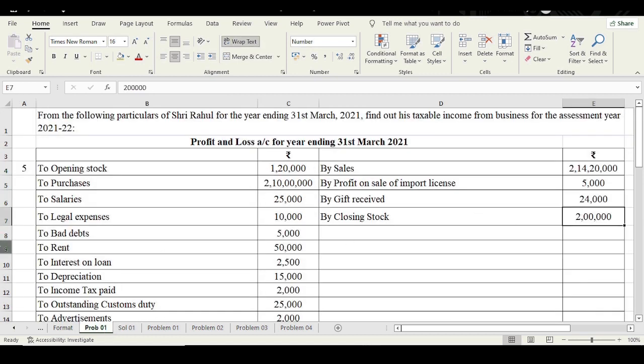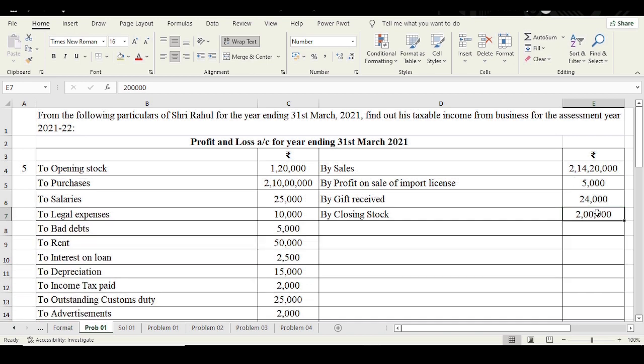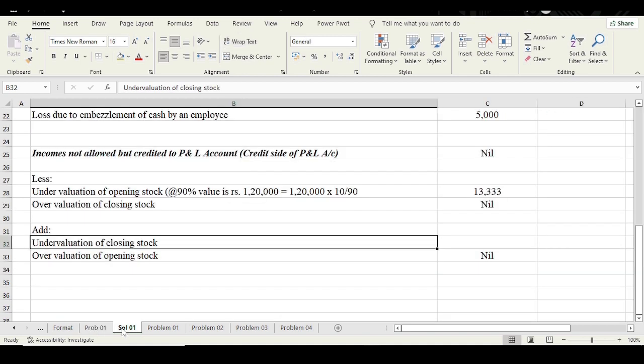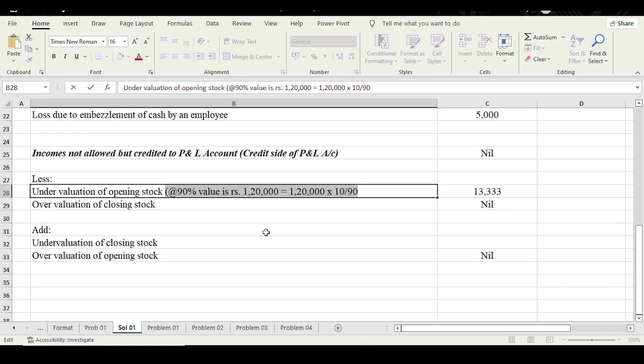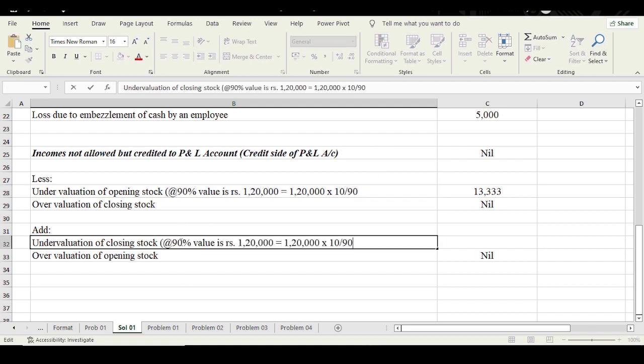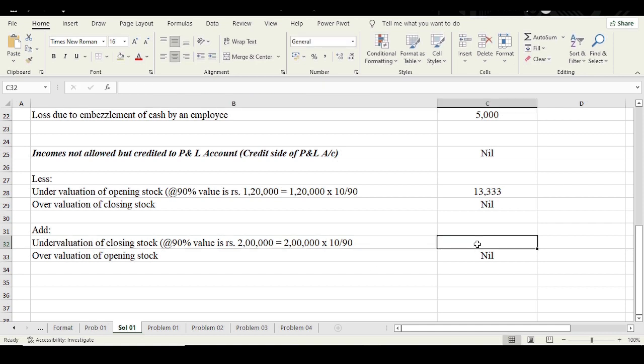Coming to undervaluation of closing stock, same logic. Closing stock is shown at 90%. So at 90% it is 2 lakh. For 10%, how much will it be? At the rate of 90%, the value that is shown is 2 lakh, but it is undervalued. So 2 lakh into 10 divided by 90. So this will come to rupees 22,222. That's the undervaluation of closing stock.